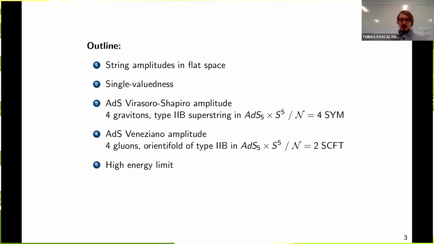In the next part, I will then talk about the AdS Veneziano amplitude, which is similar, but it's the 4 gluon open string amplitude in an orientifold of type IIB strings in AdS5 × S5. And then in the final part, I will talk about the high energy limit, which is an independent classical scattering computation in AdS. So it's an independent computation of the high energy limit of these string amplitudes.